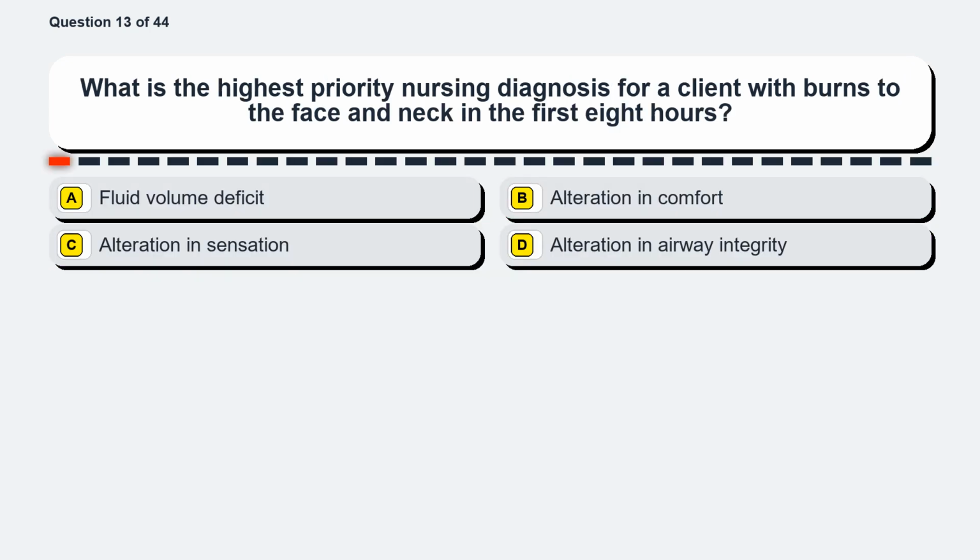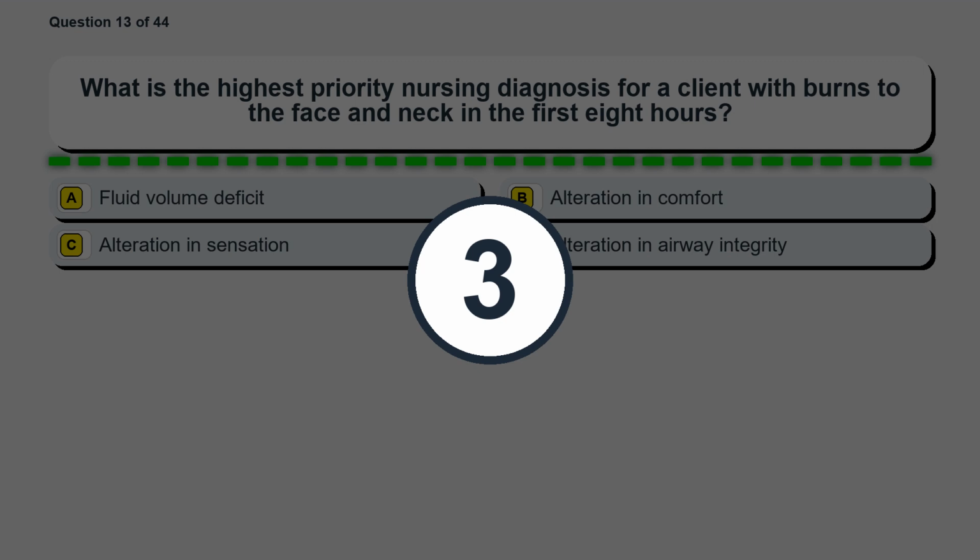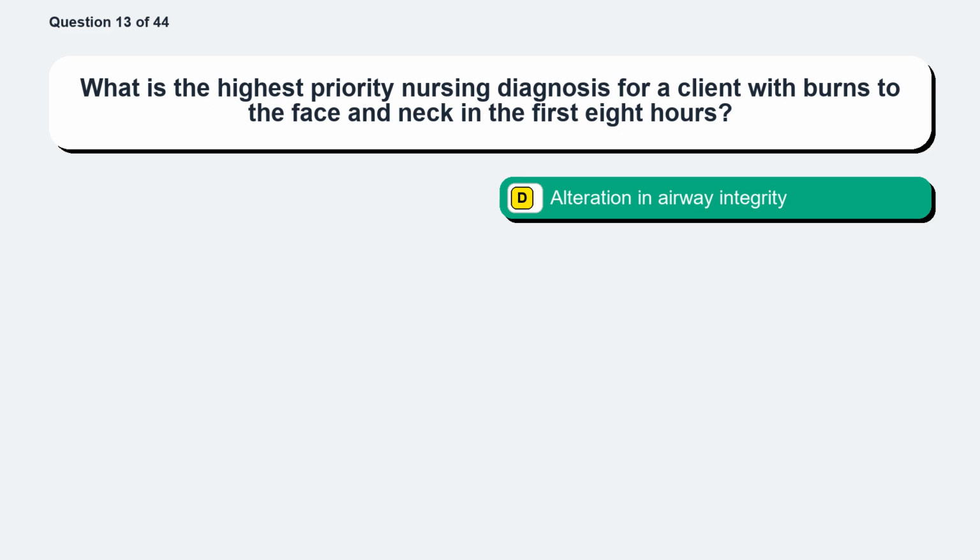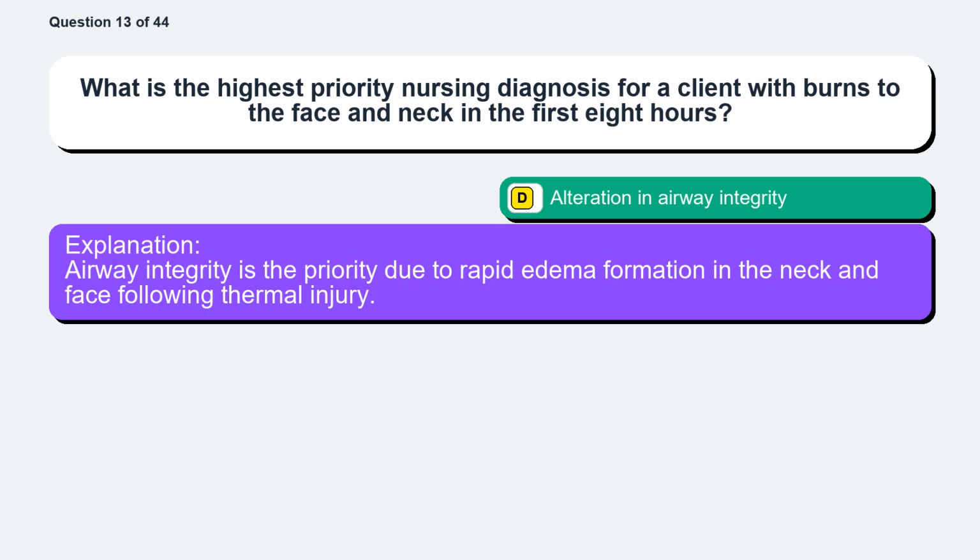Question 13. What is the highest priority nursing diagnosis for a client with burns to the face and neck in the first 8 hours? Option A, fluid volume deficit. Option B, alteration in comfort. Option C, alteration in sensation. Option D, alteration in airway integrity. The correct answer is option D, alteration in airway integrity. Airway integrity is the priority due to rapid edema formation in the neck and face following thermal injury.